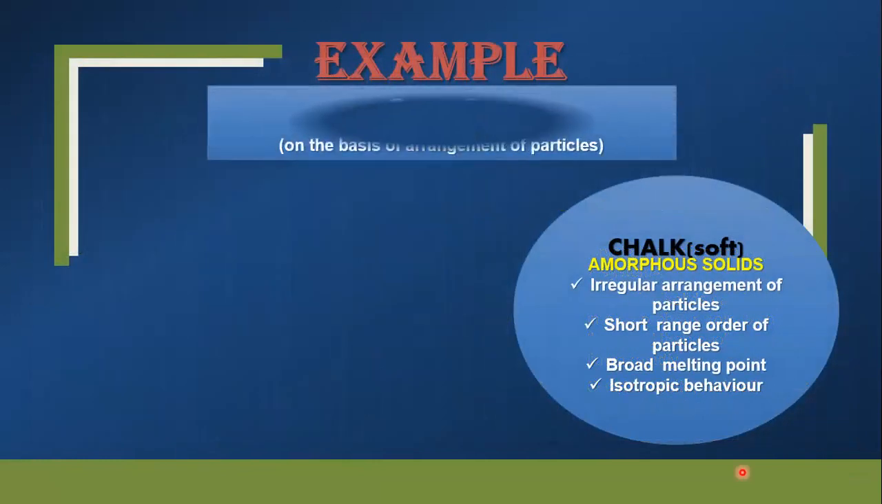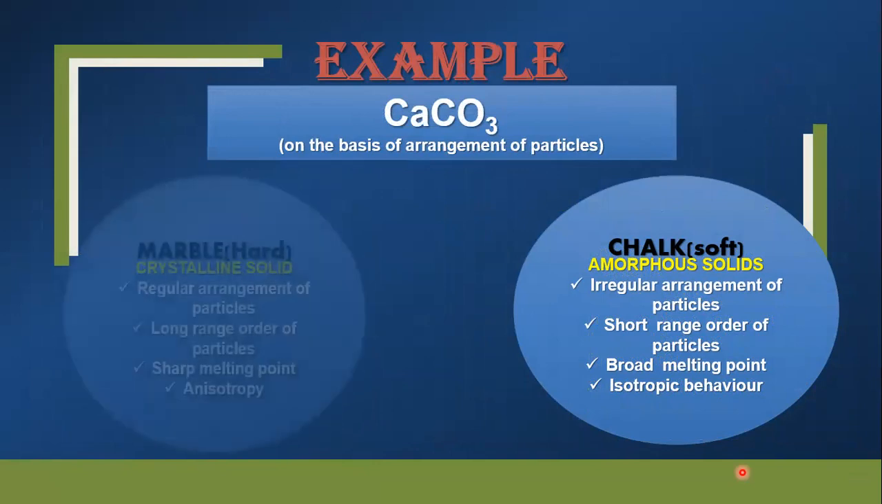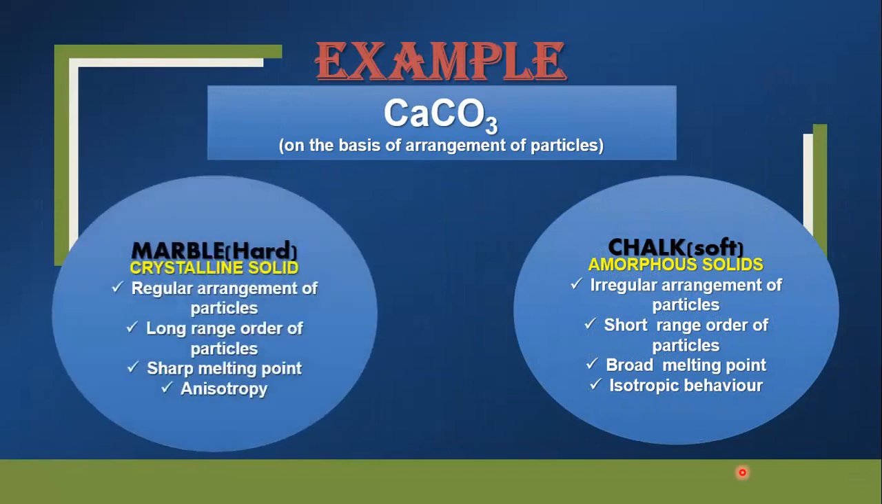Now we consider an example, that is calcium carbonate. You people have heard its name. Calcium carbonate is a solid. Now, either it is a crystalline solid or an amorphous solid. It depends on the arrangement of particles in calcium carbonate. It exists as a crystalline solid and as an amorphous solid.